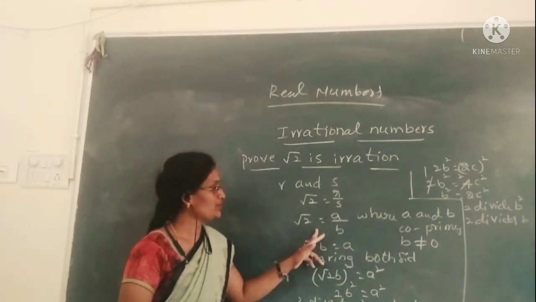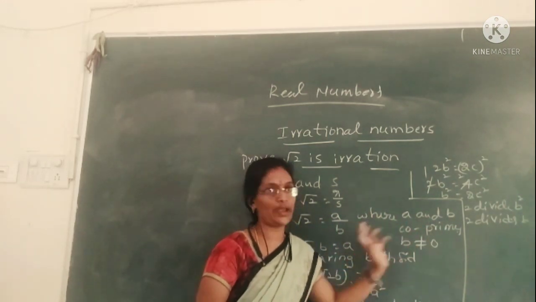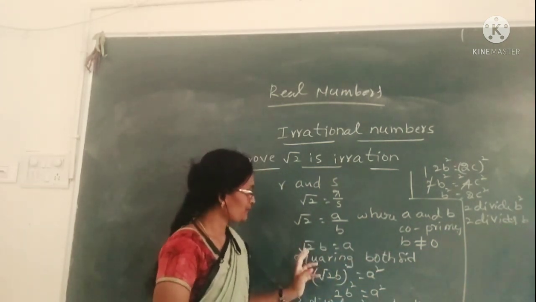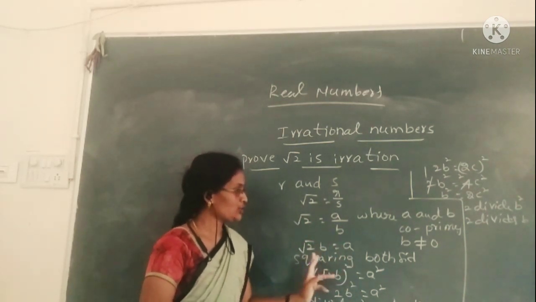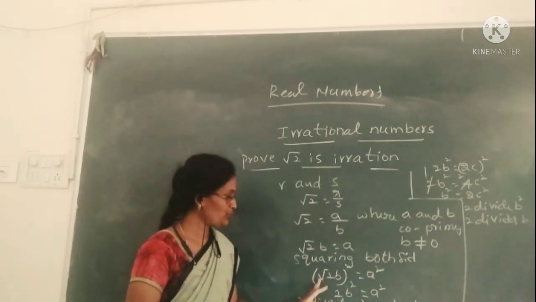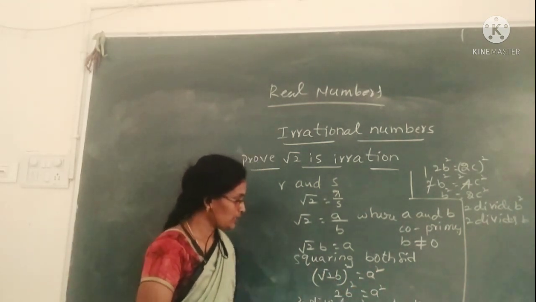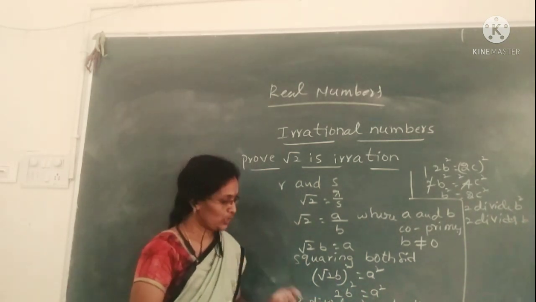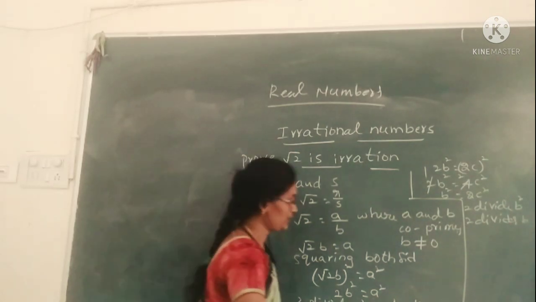We get root 2 is equal to A by B, where A and B are co-primes and B is not equal to 0. Then by cross multiplication, root 2 B is equal to A. Squaring both sides, root 2 B whole squared is equal to A squared. Root 2 into root 2 is 2, so 2B squared is equal to A squared. We observe that 2 divides A squared and 2 divides A. So take A is equal to 2C, and we substitute in equation number 1.